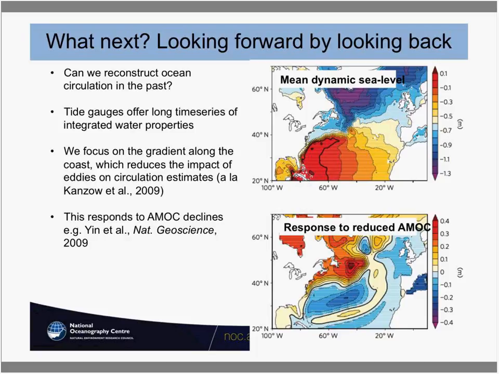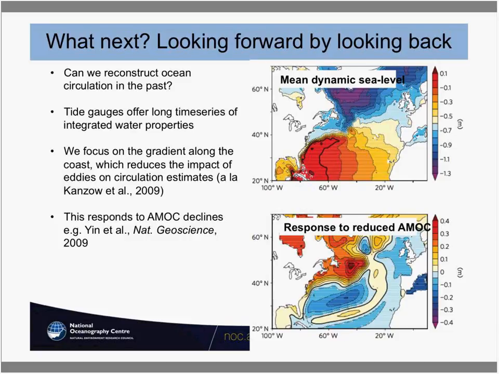Now, this is a classic problem in oceanography. A classic way of doing it would be to take a tide gauge on Miami Beach and a tide gauge in the Bahamas and look at the variations between them, and you say we've got an estimate of the flow. We've taken a different approach. We focus on the gradient along the US East Coast. This figure is modified from Yin et al. in Nature Geoscience, and it shows the mean dynamic sea level.